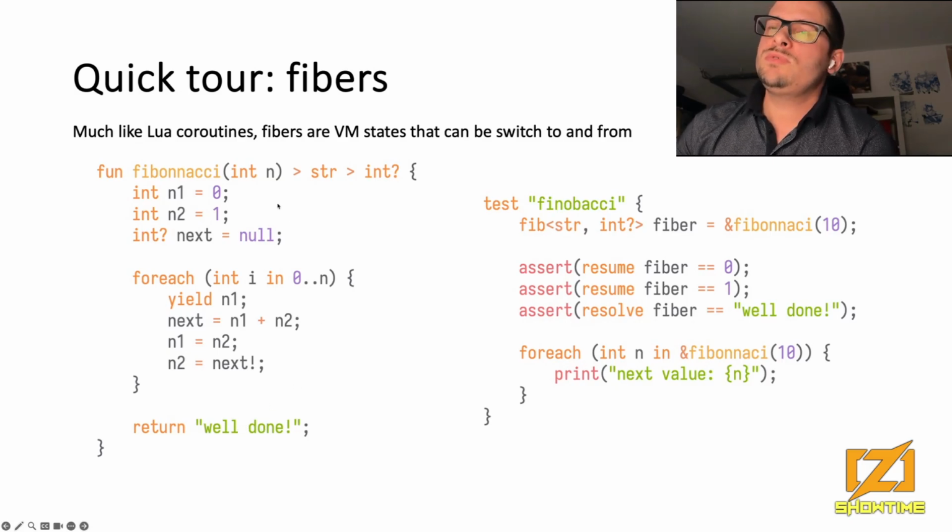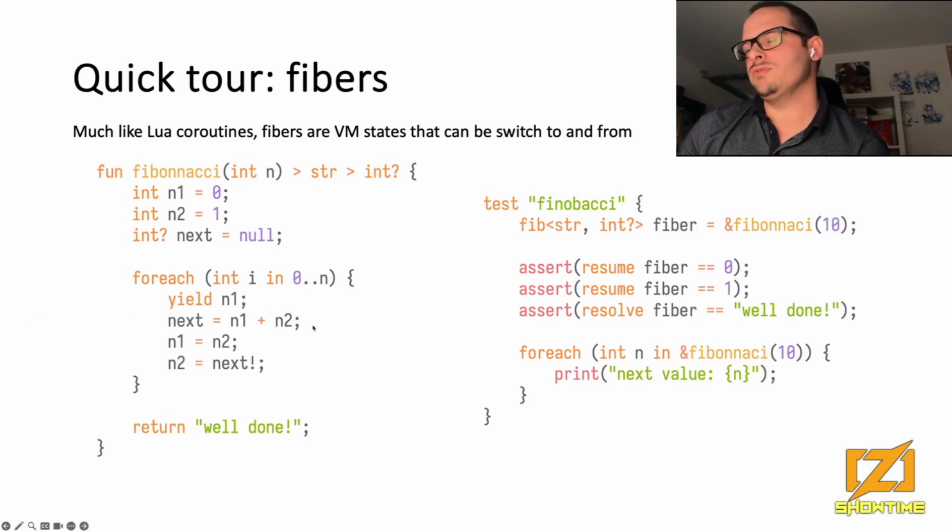One thing we can do with Buzz is call this function outside of a fiber. Whenever we encounter a yield statement, it's only going to evaluate the expression and discard the yield. Or we can call the function in a fiber, which is what we are doing here. Then we can resume the fiber to get the next yielded value, or we can resolve the fiber, which runs the function until the end. Or we can use it in a foreach statement as an iterator, and it's going to loop over the yielded values.